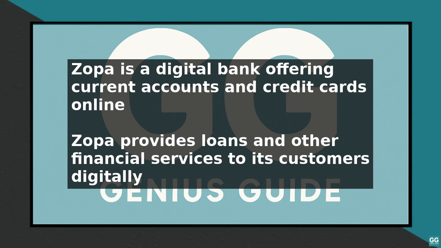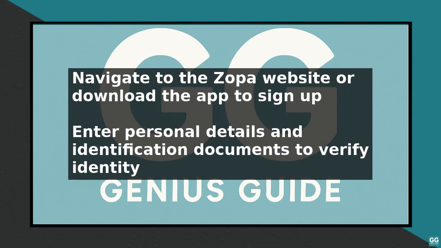To get started with Zopa, you will need to sign up for an account on their website or through their mobile app. First, navigate to the Zopa website or download the Zopa app from the App Store. Click on the Sign Up button and enter your personal details, including your name, address, and date of birth. You will also need to provide identification documents, such as a passport or driving license, to verify your identity.